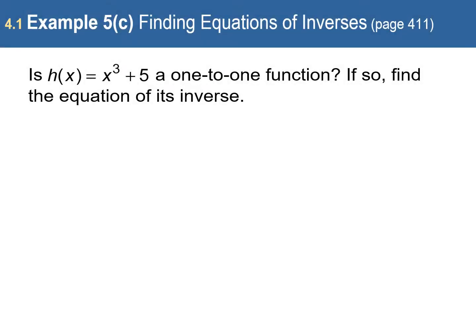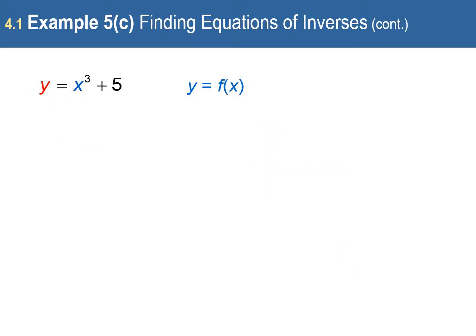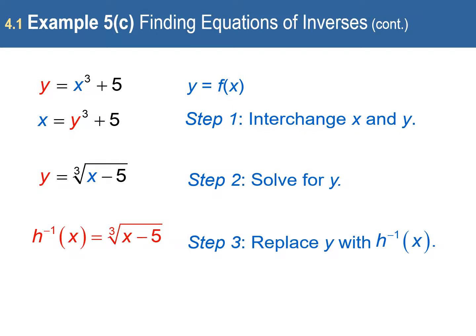Is h of x equal to x cubed plus 5 one-to-one? And the answer is yes, it passes the horizontal line test. To find the inverse, you switch x and y, solve for y, and replace with h inverse.